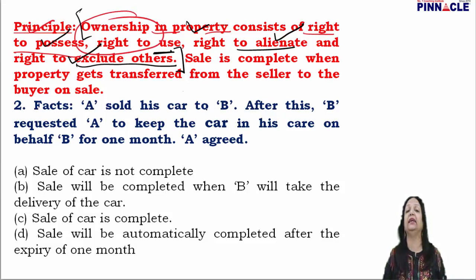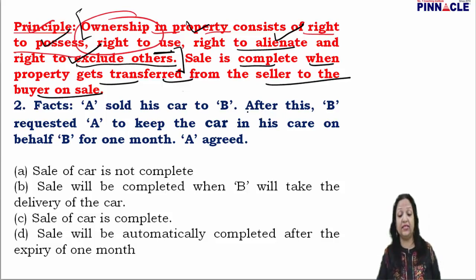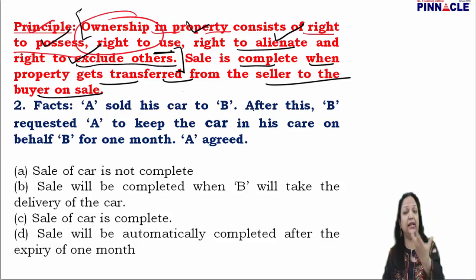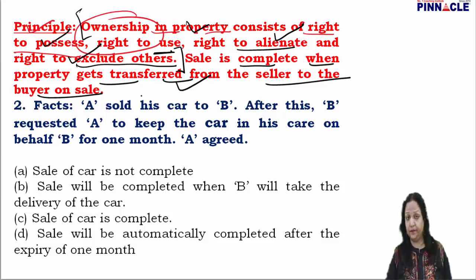If I have a car, I can tell Mr. XYZ that you are not supposed to use my car. That is under the right to ownership. And when is sale complete? Sale is complete when property gets transferred from the seller to the buyer on sale. When is sale complete? Sale is going to be complete. What happens in a sale? I am going to make a payment, okay, or I am going to promise to do something, and the other person is going to give me that thing what I want to buy. If it's a dress, I'll make a payment and he'll give it to me. Only when it is delivered to the buyer. Sale is complete when property gets transferred from the seller to the buyer on sale. This is your principle, okay?